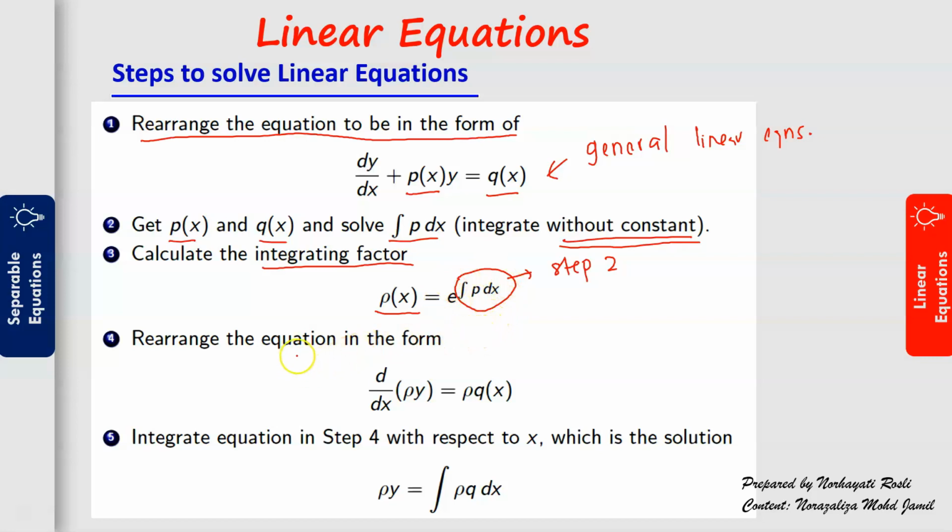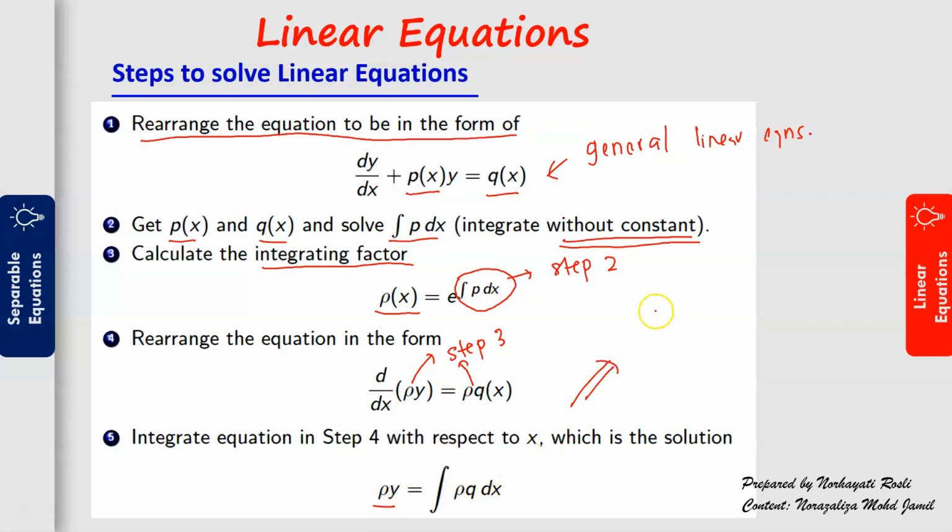And then we can rearrange the equation in the form d/dx of (rho y). This one is the integrating factor from step 3, and also this one is the integrating factor from step 3. That means rho times y, and here rho times Q(x). Once we have this, we go to the last step. We integrate the equation in step 4 with respect to x. That is, finally you get this solution: rho y equal to the integration of rho Q dx.